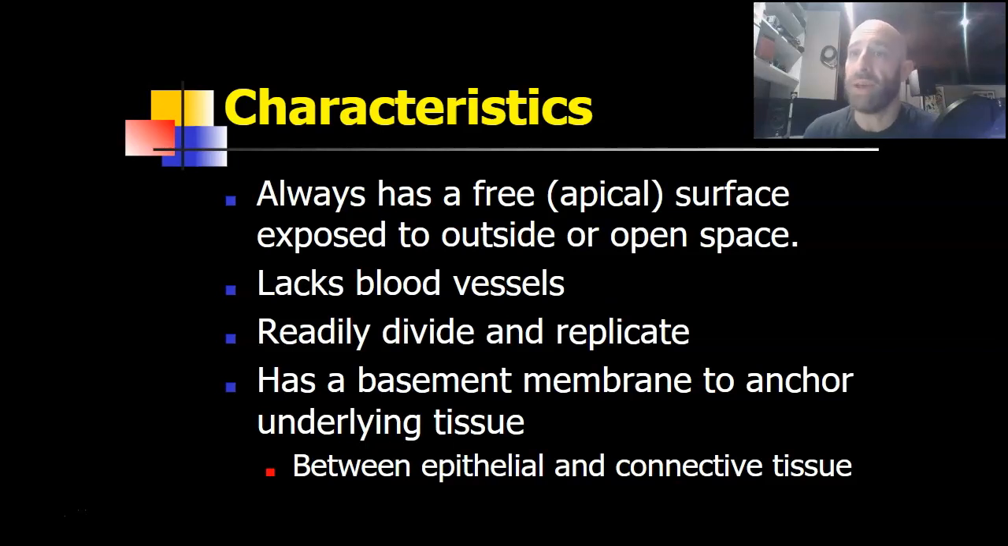The reason why they don't have blood vessels is because epithelial tissue is either 1 or 2 cells thick, which is extremely thin. A cell is microscopic, right? So a 1 cell thin layer doesn't have space for a blood vessel.